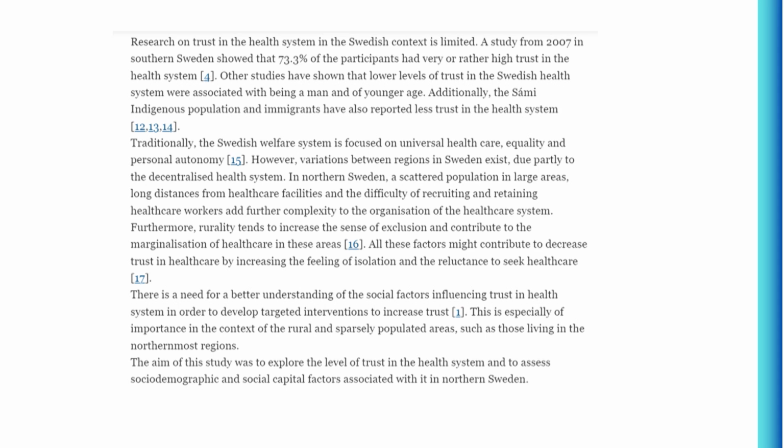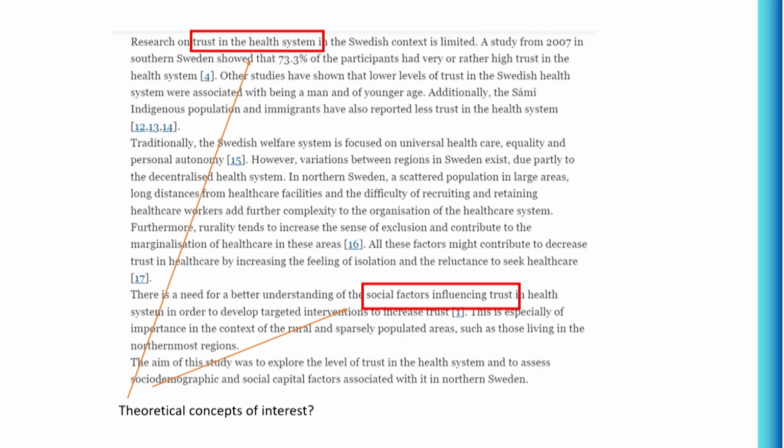Okay, that's already giving you a sense that they have some ways of measuring, probably quantitatively, socio-demographic and social capital factors. So the theoretical concepts of interest, what are they? What is being assessed here? Trust. Yeah, trust in the system. Good. And social factors influencing trust. The aim of the study, where is that? It's at the bottom, yeah.